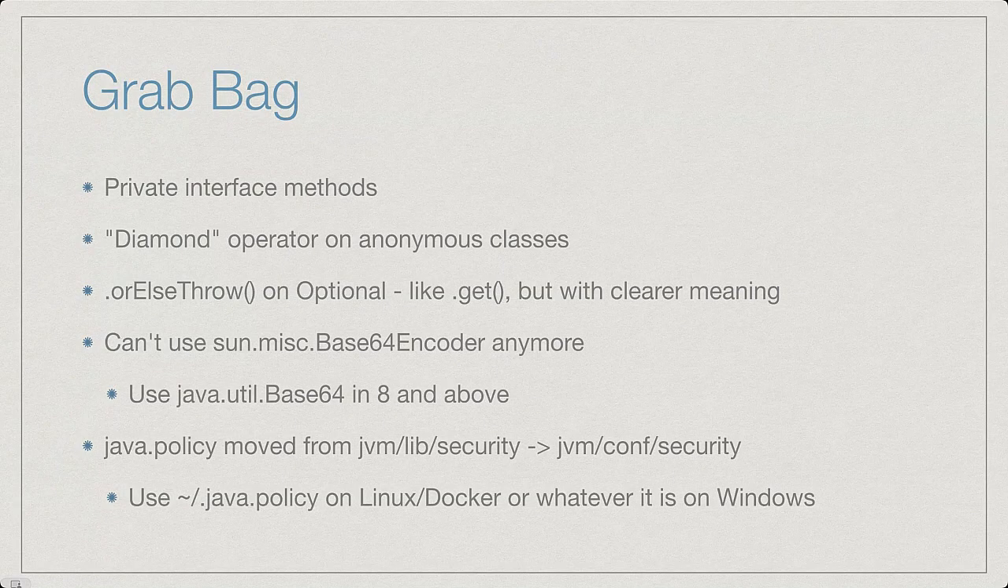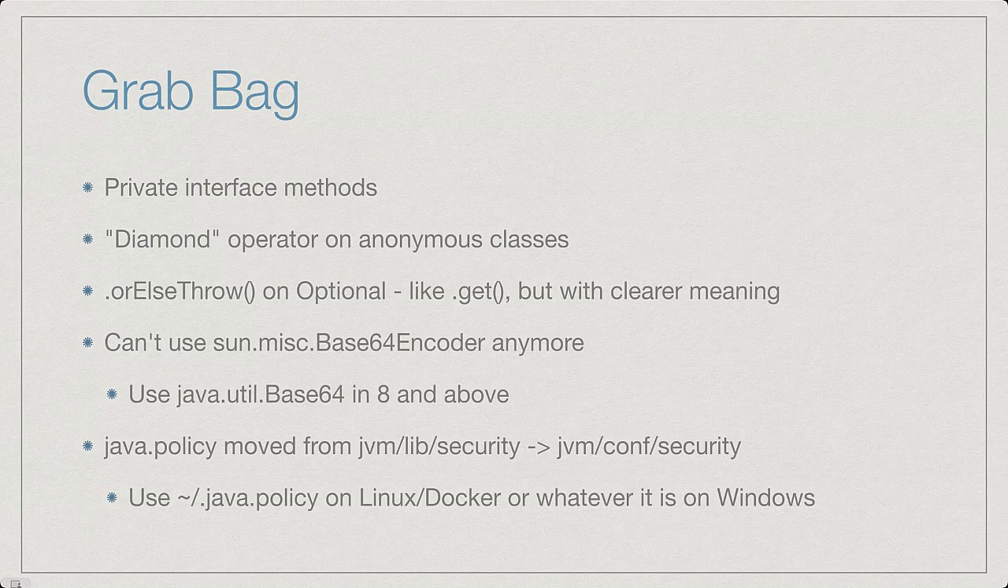That's why it's there. Another good one to know for administrators primarily, or developers telling administrators what to do. Java policy was moved from JVM lib/security to JVM conf/security. It's the same file, same meaning, it just moved to a different place. I'd say if you're on Linux or Docker, use the notes user's home directory .java.policy, because that's consistent on older versions as well, so that's always been there.